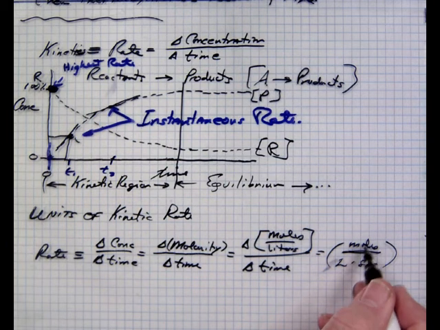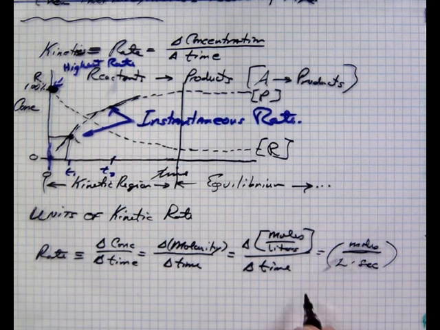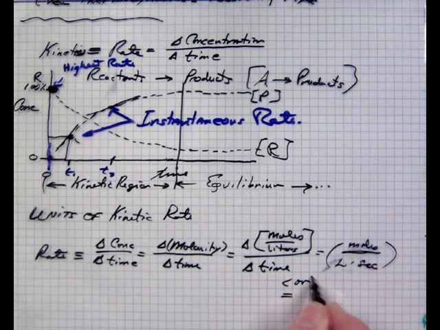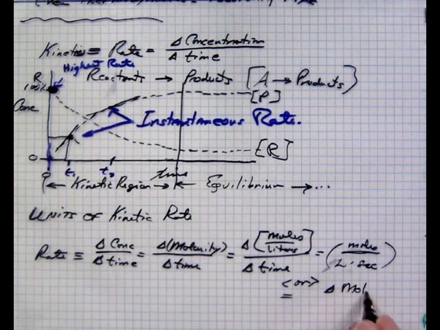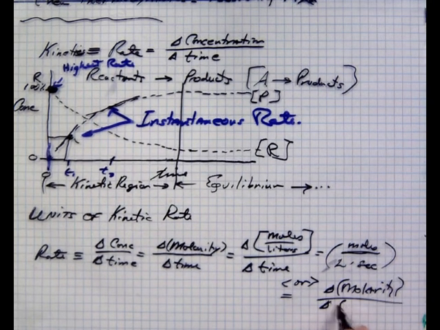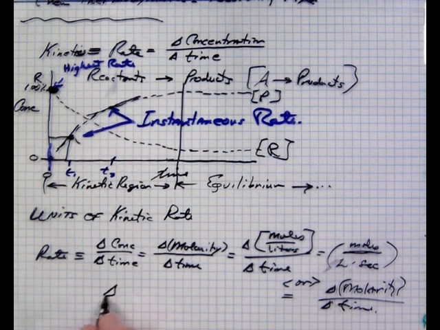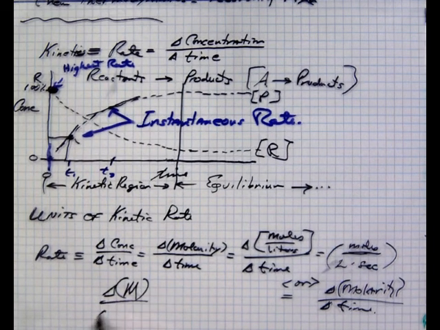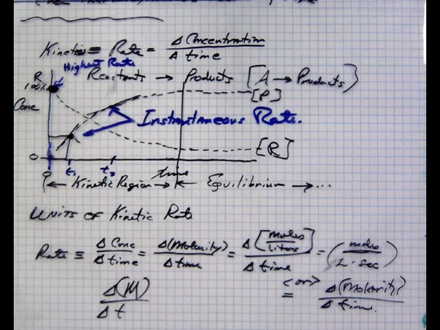Now, moles per liter is still molarity, and some will write change in molarity over change in time. So you'll see a delta M, molarity, whatever it is, and change of time from time to time. So you'll be looking for both of them, but both of them mean the same thing. You just have to remember what molarity is. It's moles over liters.